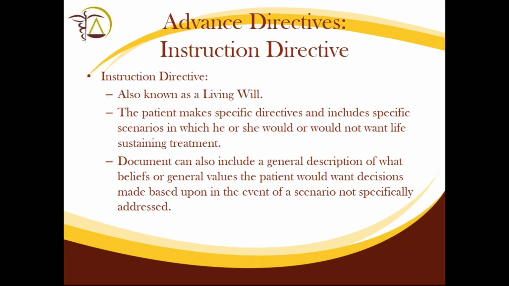So the living will section, or the separate living will document, is where the patient makes specific directives and includes specific scenarios in which he or she would not want life-sustaining treatment. For example, this is where the patient will say, if I am in a coma and there is no chance that I will recover without significant brain damage where I can lead a normal life, I do not want to be kept alive by artificial means. I do not want artificial feeding. I do not want artificial nutrition, things of that nature.